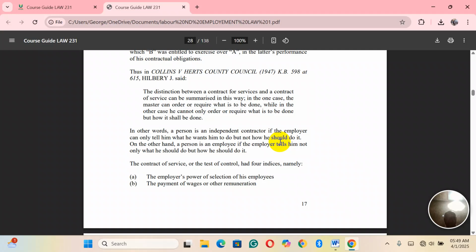So the contract of service, or the test of control, has four indices. These four indices will continue in our next class. We're looking at the four indices, which we'll do in the other classes.